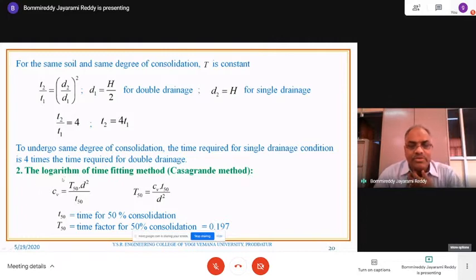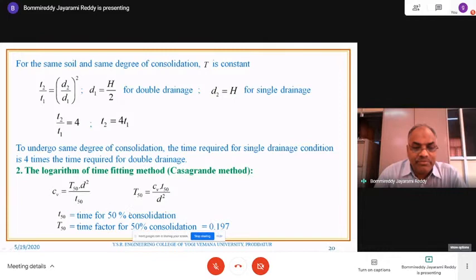The second method of computing CV is the logarithm of time fitting method, which was proposed by Casagrande, and it is called the Casagrande method. And here also the relation is the same, T equal to CV t by D square, but here the analysis is done for 50% of the consolidation. When 100% of consolidation is total, and the soil is consolidated to 50%, then the corresponding value of CV is the coefficient of consolidation.